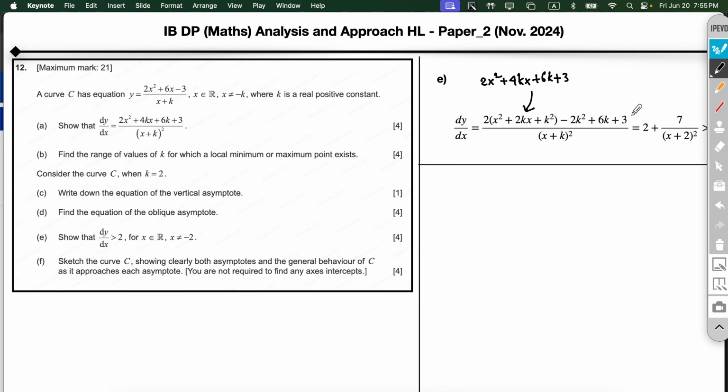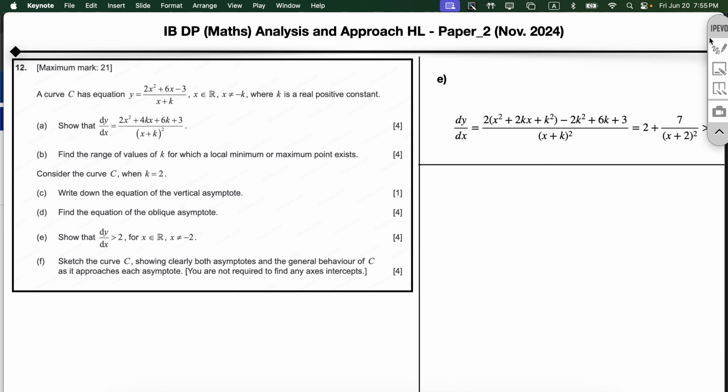Now, here we have put k equals 2. If you put k equals 2, then this is negative 8 plus 12 plus 3, which is equal to 7. So this is 7 by x plus 2 whole squared. Now, this is a positive quantity. So it is true that dy/dx is greater than 2. All right.